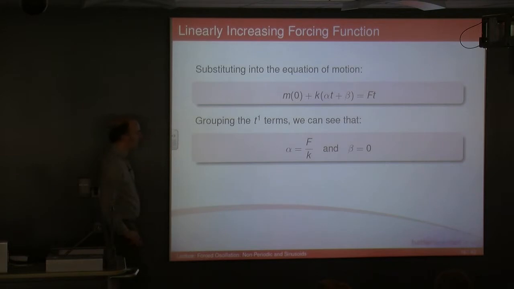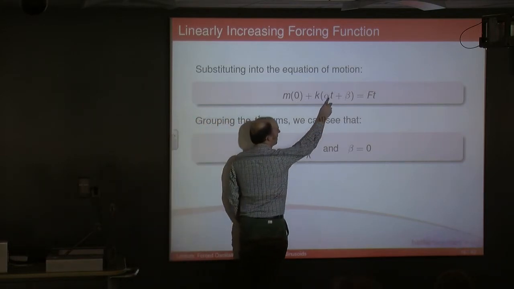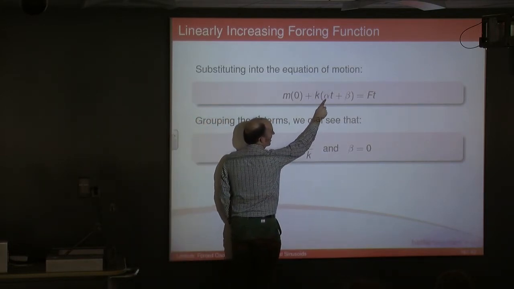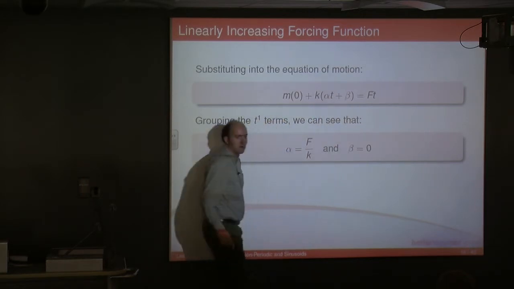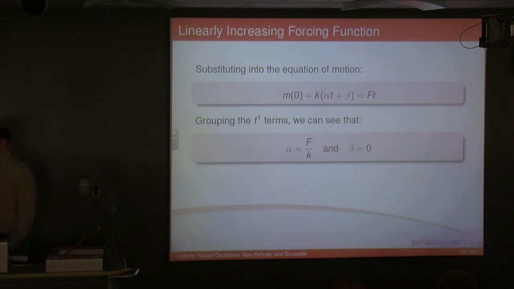Okay, you can prove that if you set alpha to be f upon k in there, you get k times f upon k. The k's will cancel, you end up with f t equals f t. Okay, that makes sense. So that's grouping the t to the 1 terms. We can see that alpha is f naught upon k and beta must be 0.